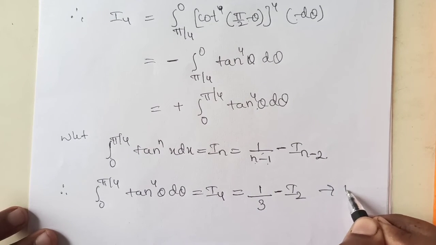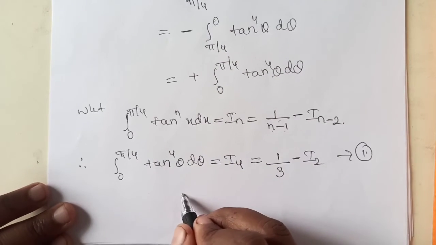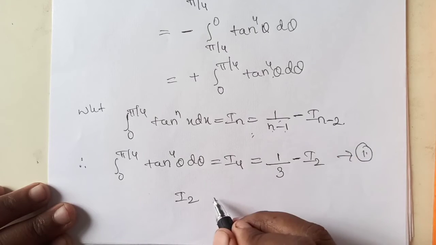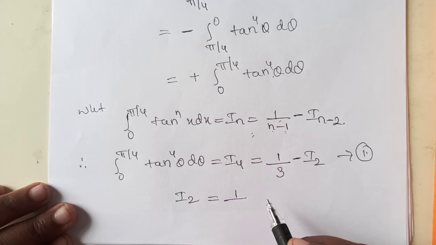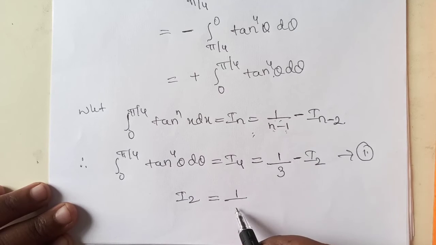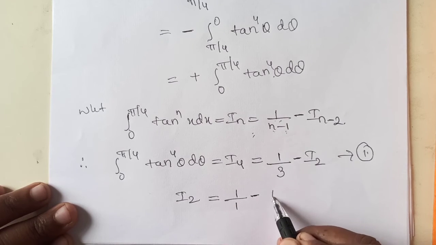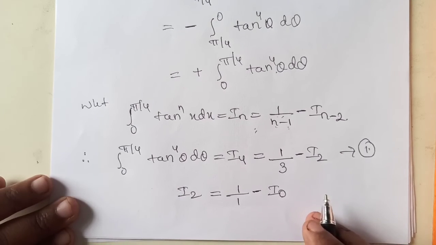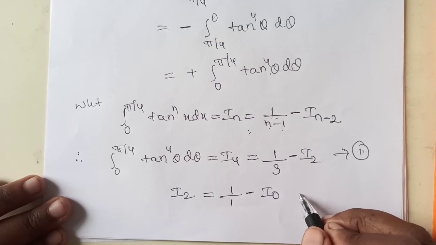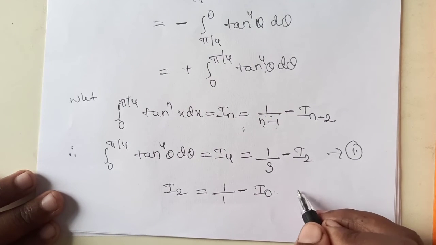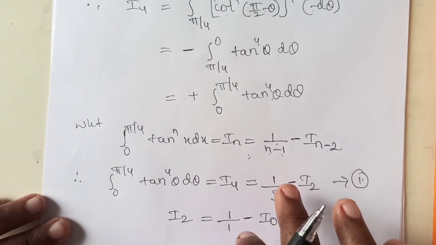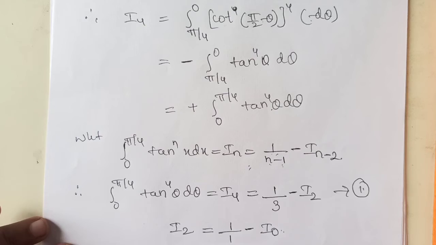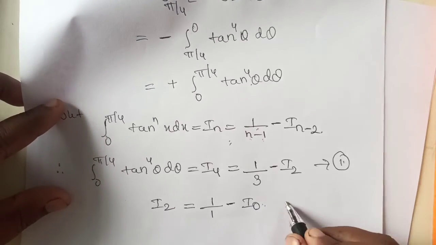Consider this as equation 1. I2 can be obtained by using the same reduction formula. I2 equals 1 divided by 2 minus 1, which is 1, minus I0. Here I0 can be obtained by substituting n equals 0 in the reduction formula or the given integral. Consider this as equation 2.